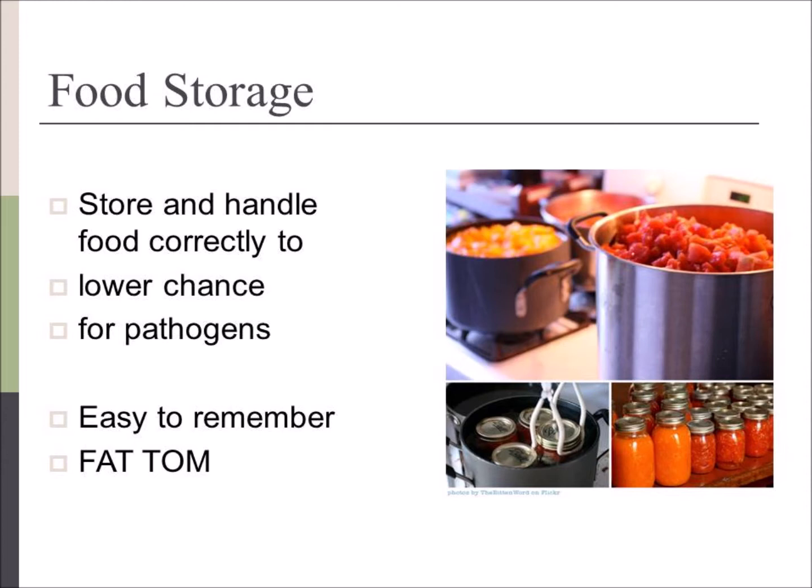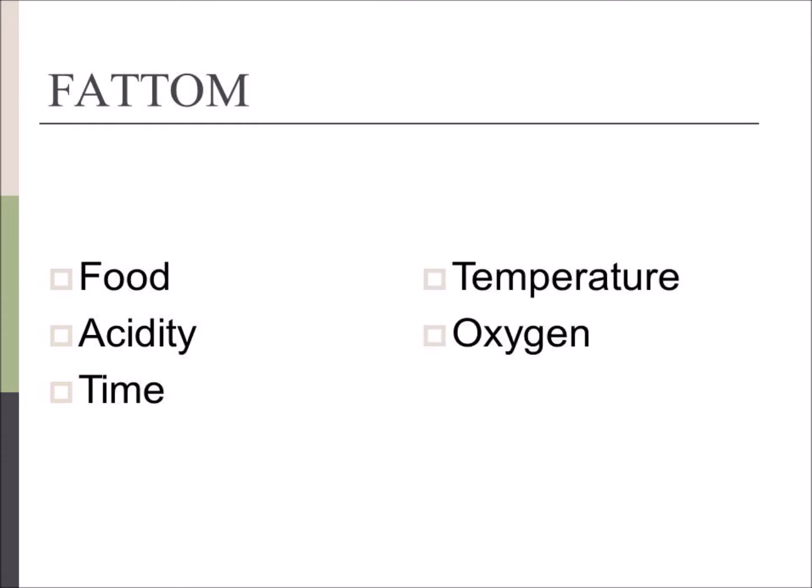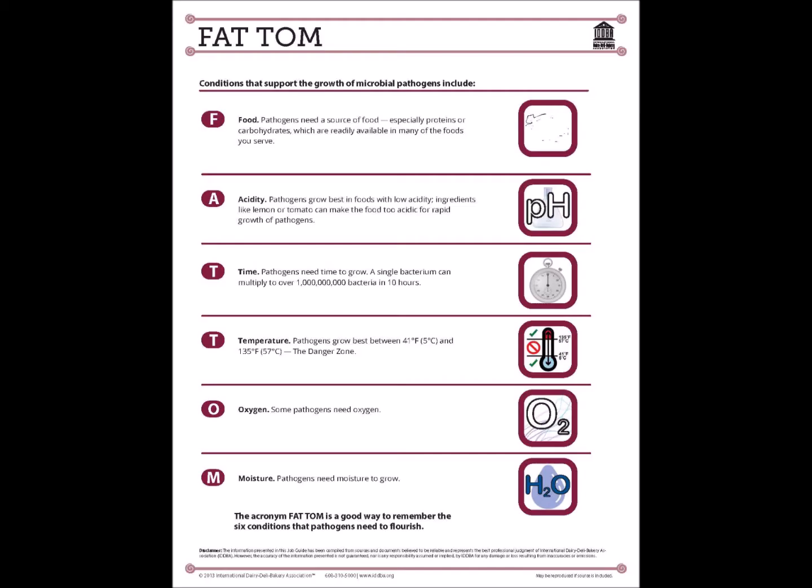to grow. There's an easy way to remember which areas you need to combat so that you don't get sick, and that is through the acronym FAT-TOM. FAT-TOM is an easy way to help you remember the 6 factors that contribute to food spoilage, or any change to the food that causes it to become either bad tasting or dangerous. FAT-TOM stands for food, acidity, time, temperature, oxygen, and moisture.